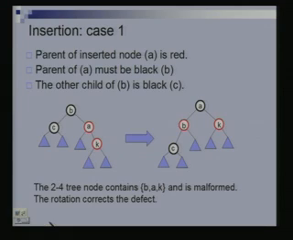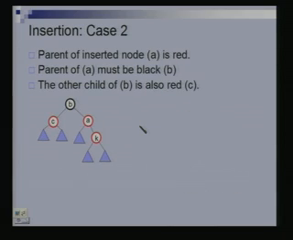Okay. So that was one case, when the parent of the inserted node has a sibling which is black. The other case is when this is red, right? And we'll look at that now. So this is the second case. The parent of the inserted node A is red, and the other child of B is also red. Okay, and we have this double red problem, and we need to take care of this.